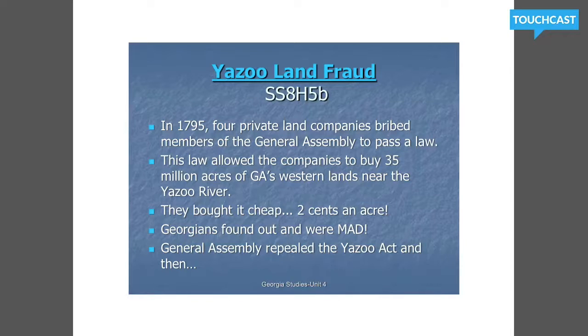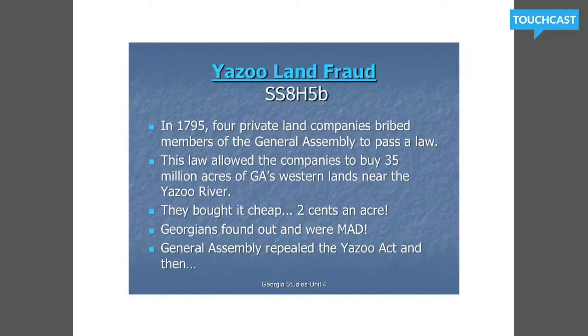This law, called the Yazoo Act, which was named after a river in the present state of Mississippi, dictated that the 4 land companies would be able to buy much of the land which encompassed what is presently known as Alabama and Mississippi for $500,000. Now, keep in mind, that's $500,000 in 18th century dollars.